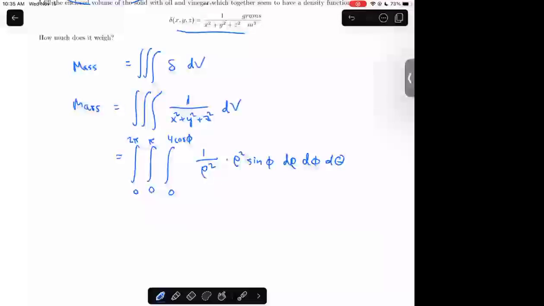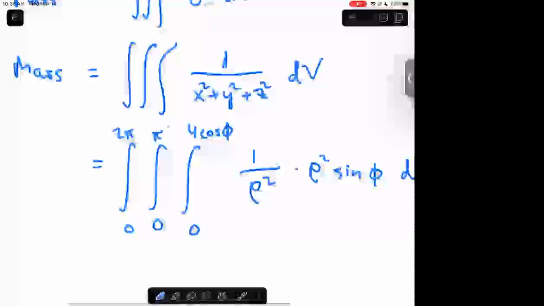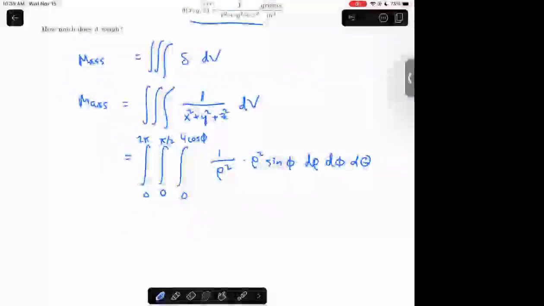So I have a vote online here that the phi bound instead of pi should be pi over 2. This is a true statement. So the incorrect thing here is that this should be pi over 2. There are 2 different ways that we can see that that should be pi over 2: a graphical way, where we could actually graph the surface, or an algebraic way.